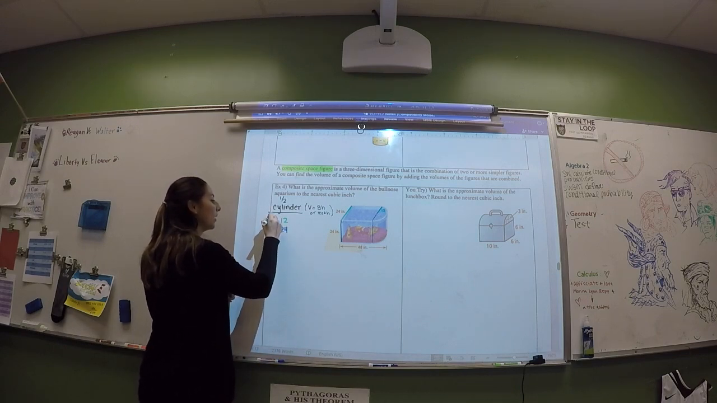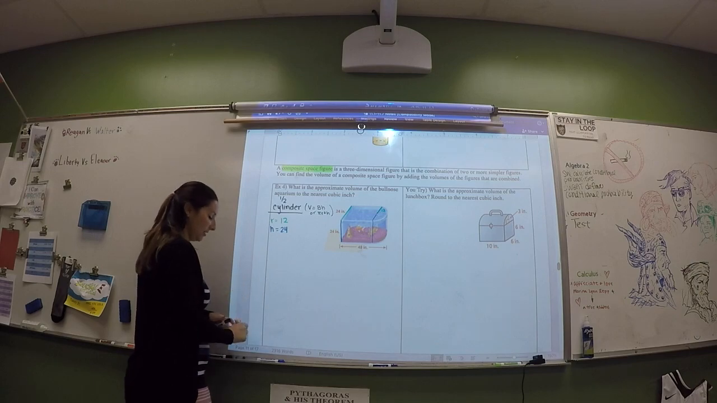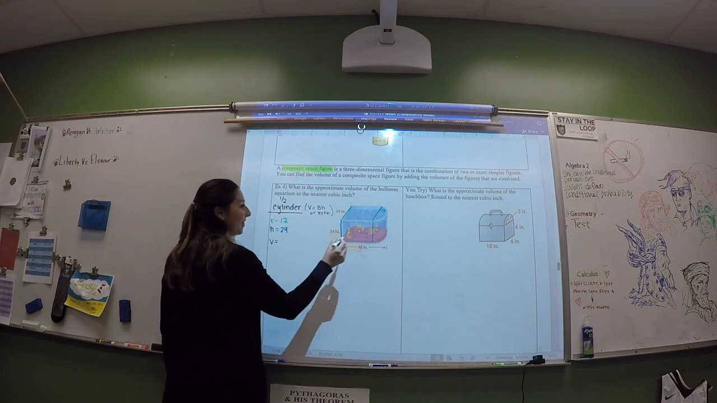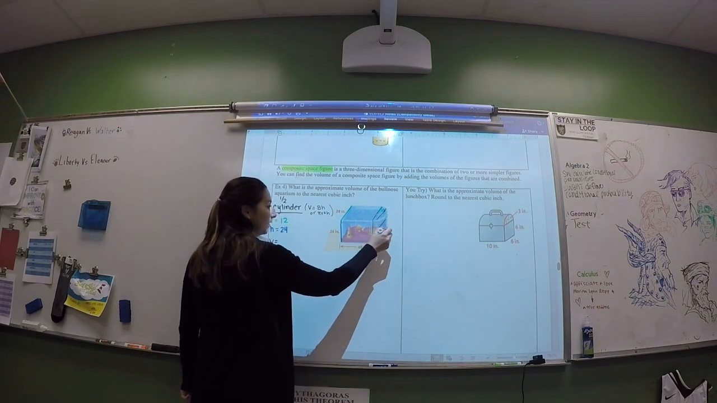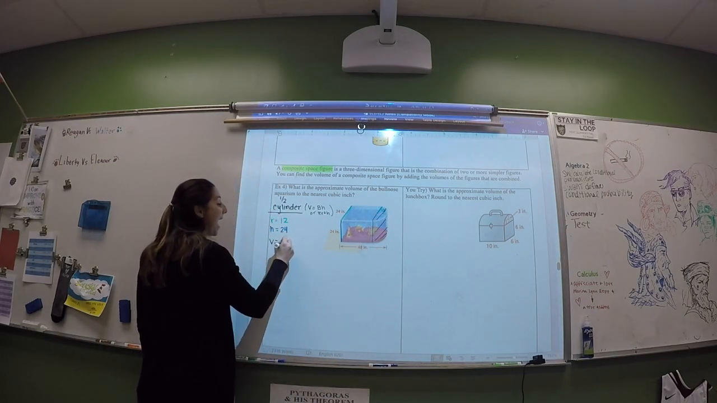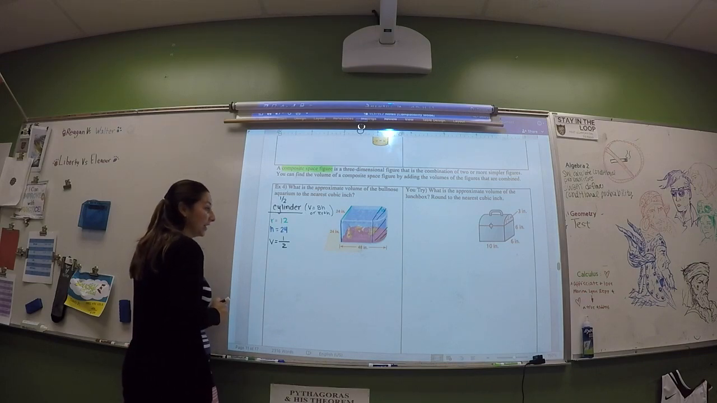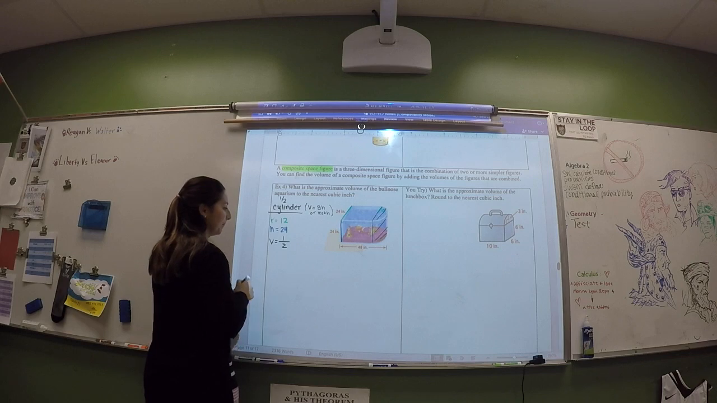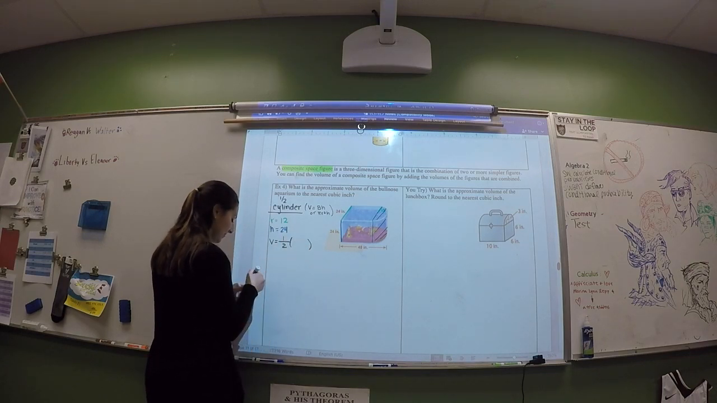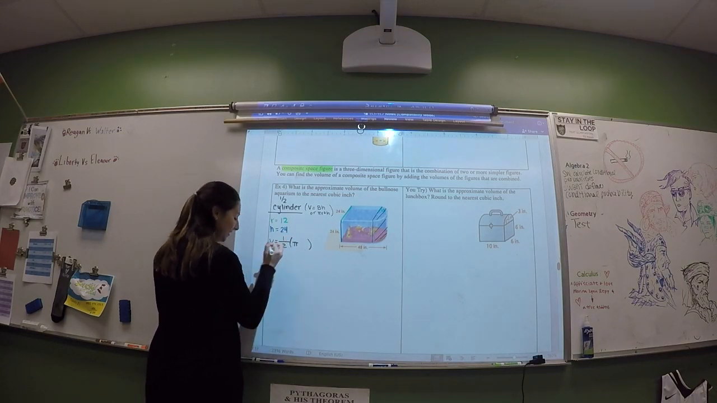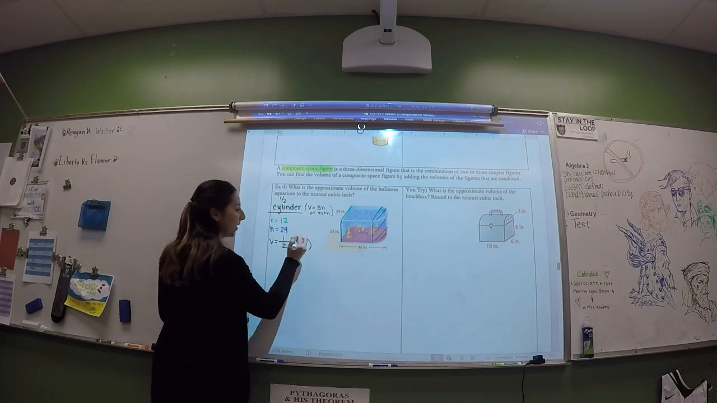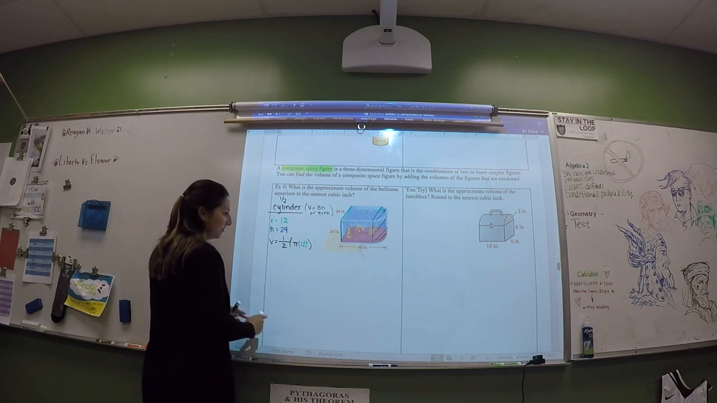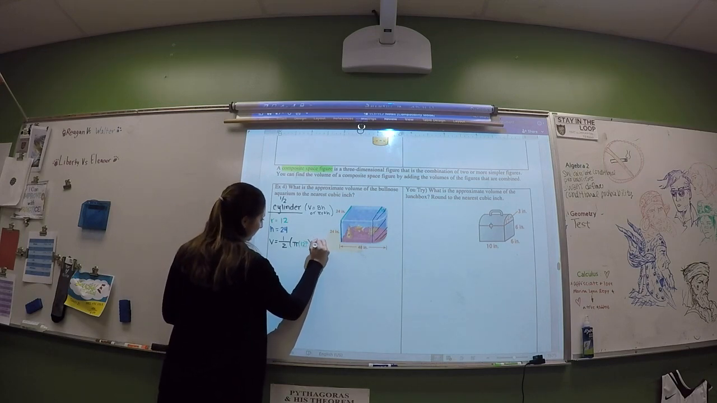So our radius is 12. Our height is 24. So if we want the volume of this, we need to do math. Since it's half of a cylinder, I said half. So it's half times pi, and then r squared times the height of the cylinder.